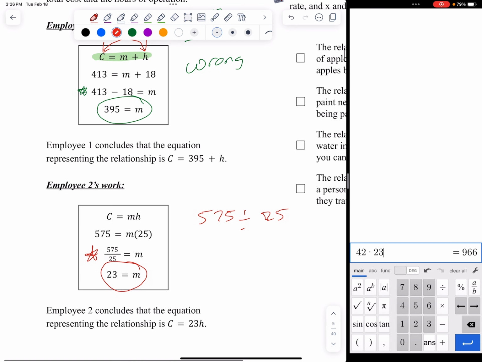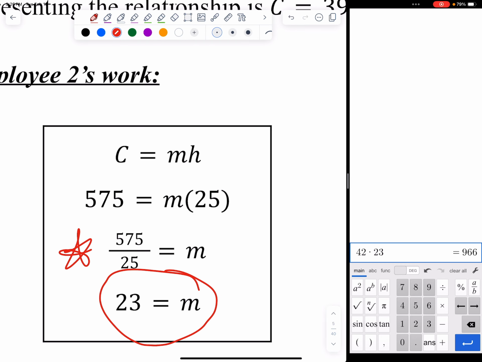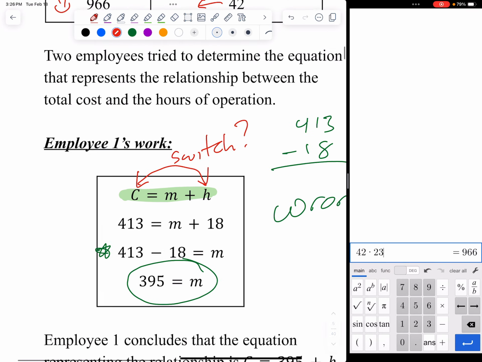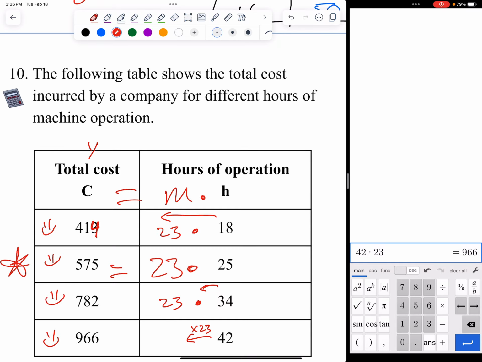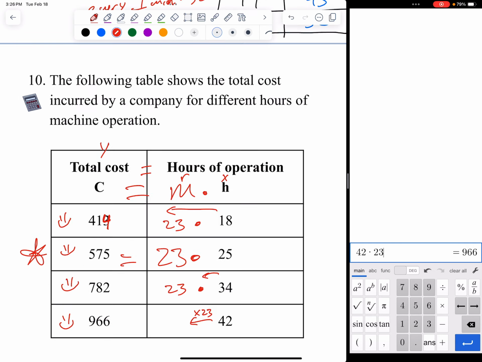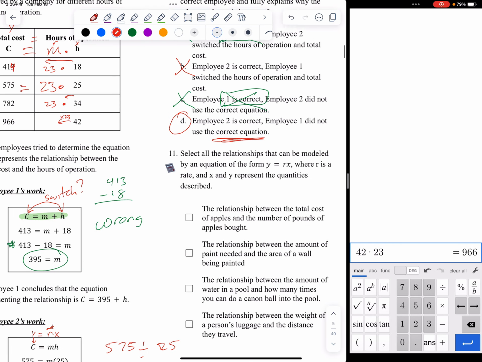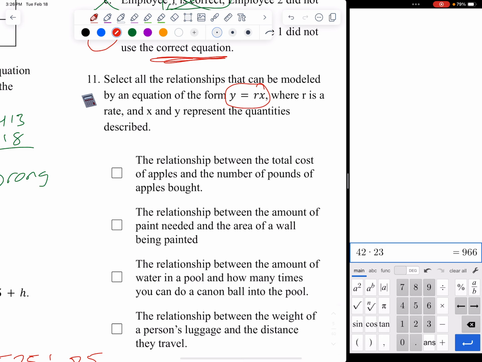And again, what have we been seeing today? And this was a big, ginormous hint, right? Y equals RX. Do you see the pattern here? Your total equals your multiplier times your letter. So Y equals RX. They just switched it, okay? All right, last one. There it is again, y equals rx.